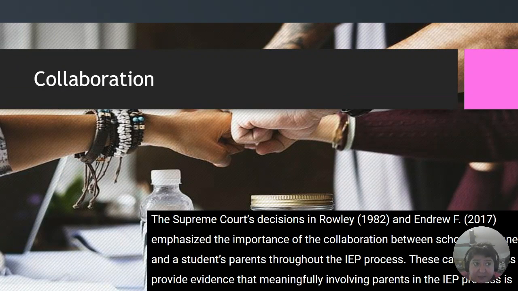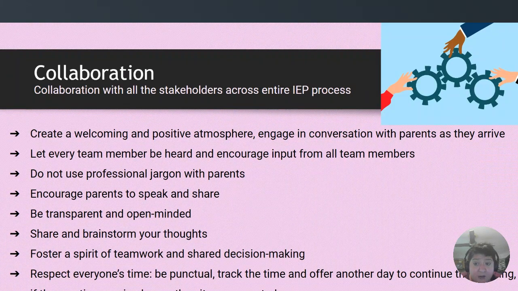Collaboration is the second pillar for making IEP meetings effective. The Supreme Court decisions in Rowley and Andrews emphasize the importance of collaboration between school personnel and students' parents throughout the IEP process. These case decisions provide evidence that meaningfully involving parents in the IEP process is vigorously protected by the court. Collaboration is crucial between all stakeholders across the entire IEP process.